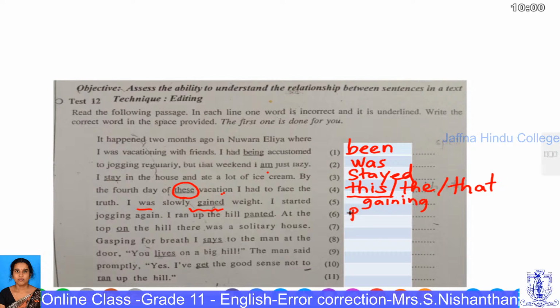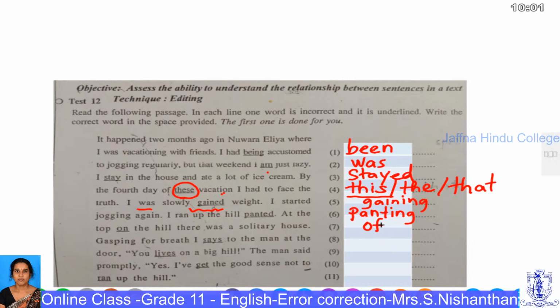Ing noun, gerund. Panting. Panting means with short breath. Having short breath. After running, after doing heavy work, we pant. I ran up the hill panting. At the top, dash on the hill. Is it correct? Top of the hill. There was a solitary house.